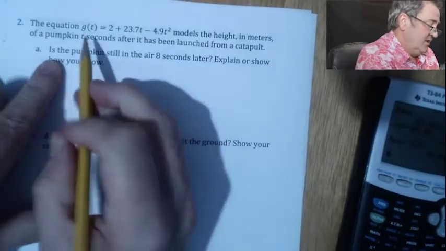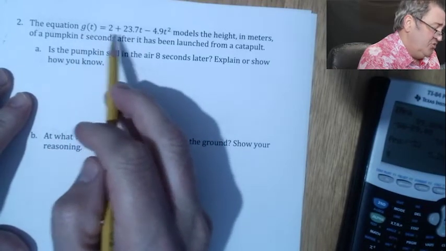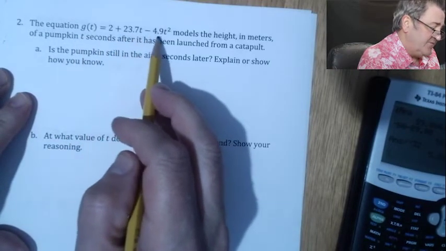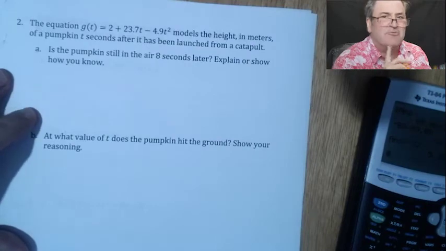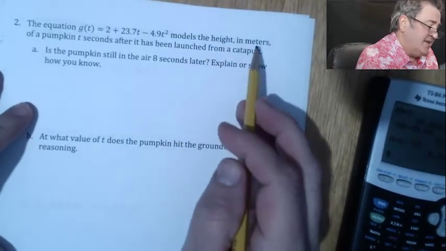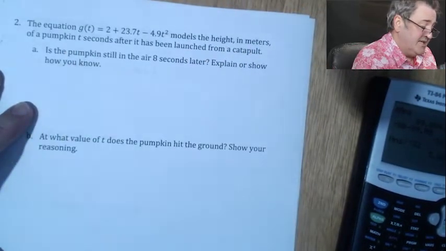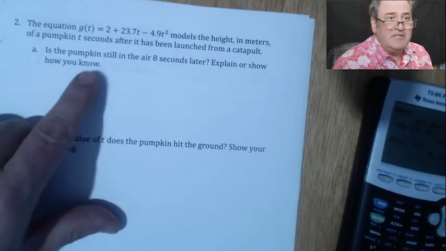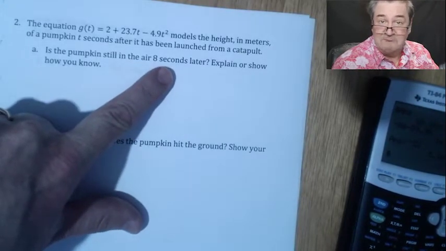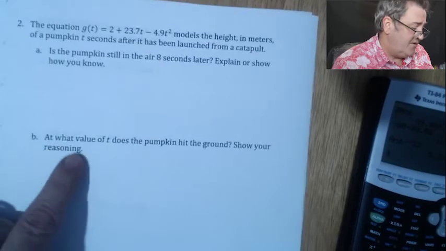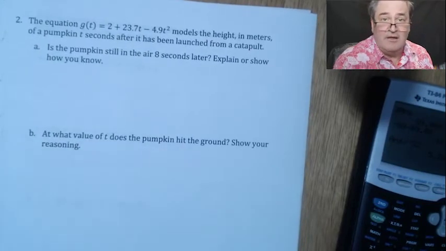Pumpkin chunking. Here's the equation. h(t) equals 2 plus 23.7t minus 4.9t squared. But we need some practice with the quadratic formula. This models the height in meters of a pumpkin t seconds after it's launched. Is the pumpkin still in the air after 8 seconds later? Explain or show how we know. And at what value of t does the pumpkin hit the ground?